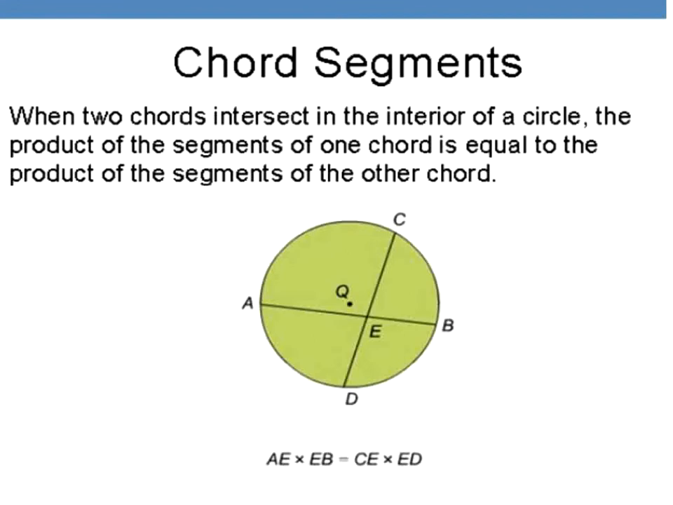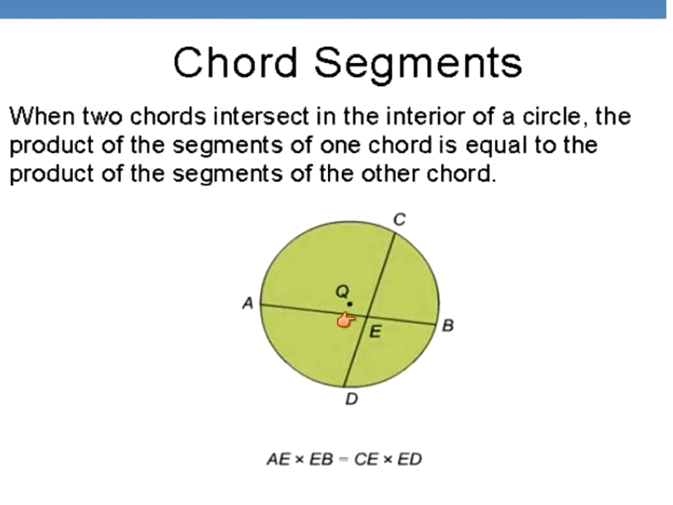Okay, next theorem. Now we're going to have two chords that intersect in the interior of the circle. It says the product of the segments of one chord is equal to the product of the segments of the other chord. Let's break this down. The word product means what? It means multiply, exactly. It's the answer to a multiplication problem.